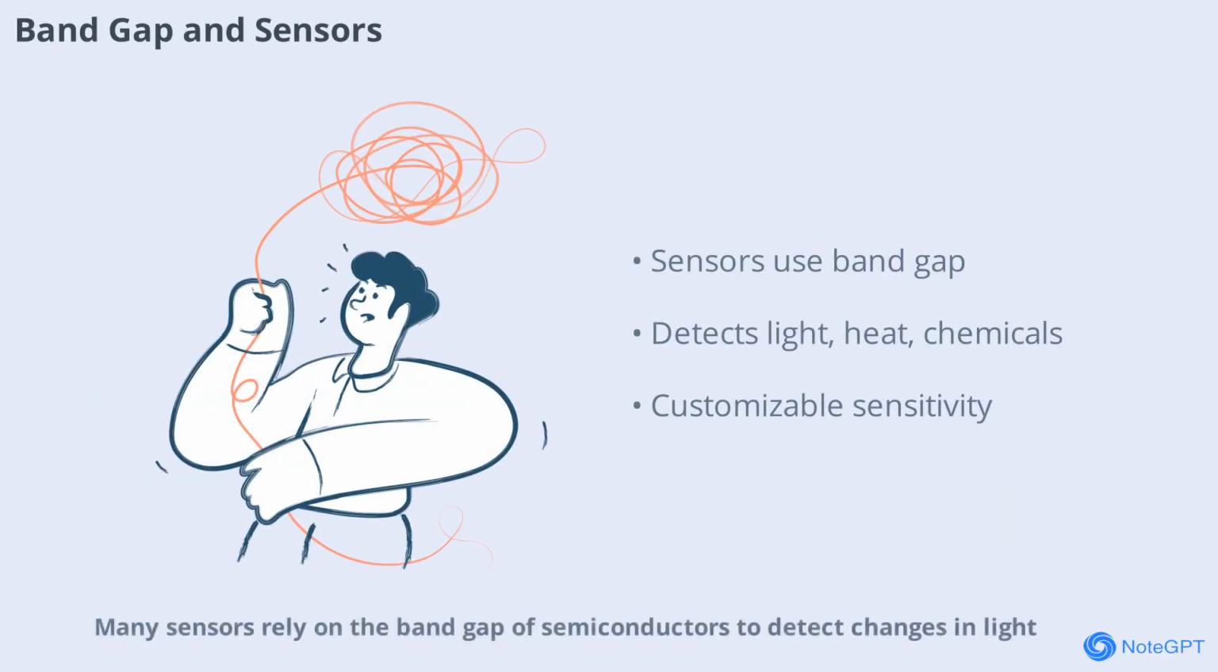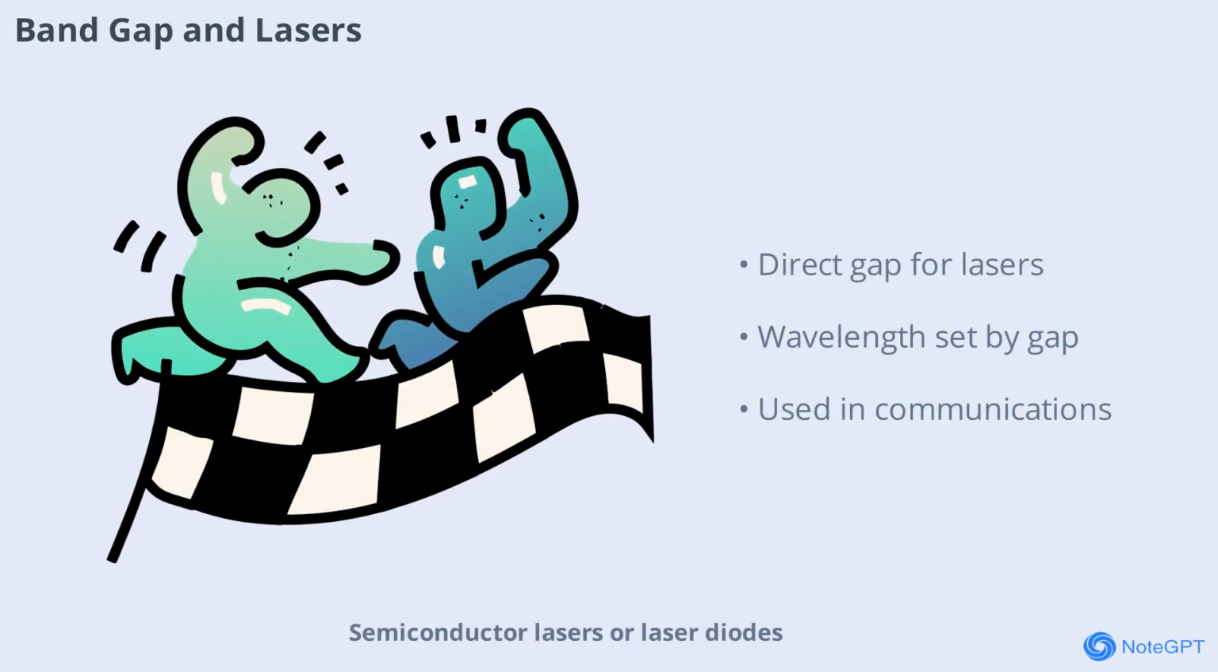Many sensors rely on the band gap of semiconductors to detect changes in light, temperature, or chemicals. By selecting materials with the right band gap, engineers can design sensors that are highly sensitive to specific stimuli. This principle is used in everything from smoke detectors to medical diagnostic devices, making band gap knowledge vital for sensor technology. Semiconductor lasers, or laser diodes, use materials with a direct band gap to generate coherent light.